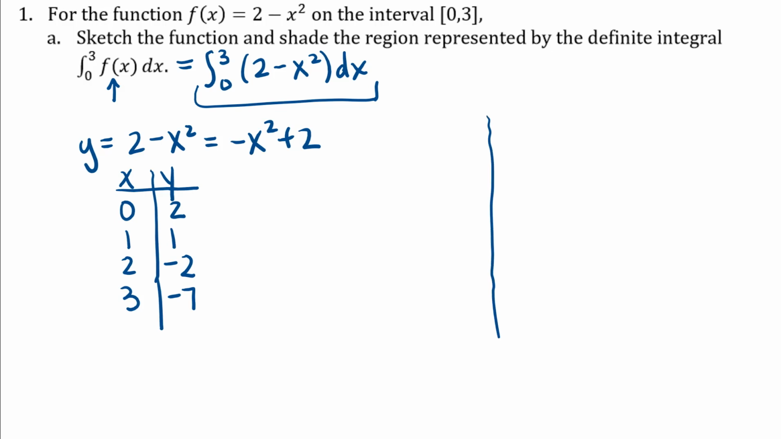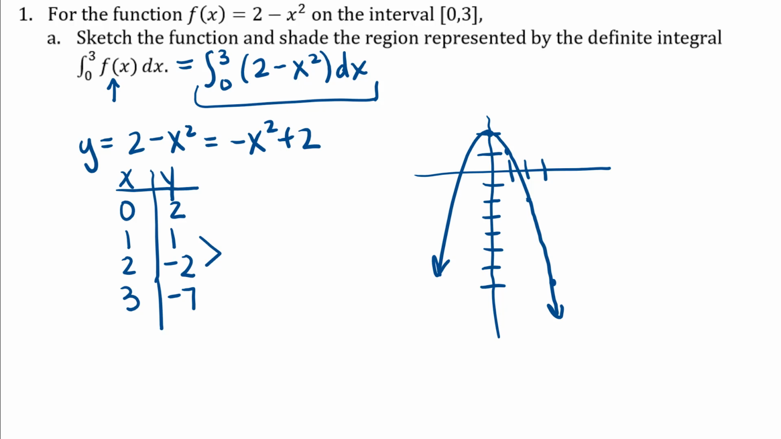The other point that might be relevant to pay attention to is the x-intercept. There's an x-intercept somewhere here between x equals 1 and x equals 2. The Intermediate Value Theorem tells us that. So I could figure out that that is at x equals square root of 2 by plugging in 0 for y in the original function.